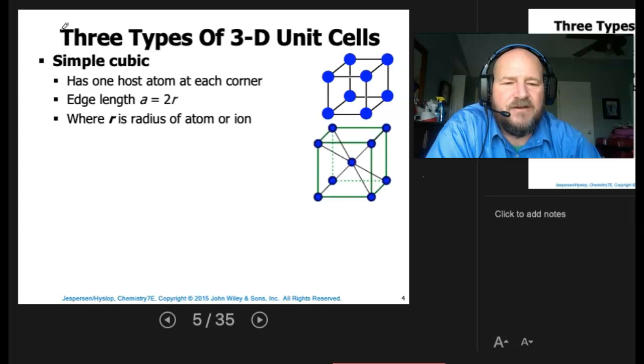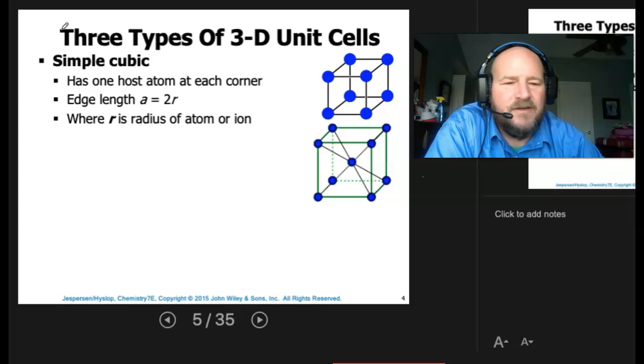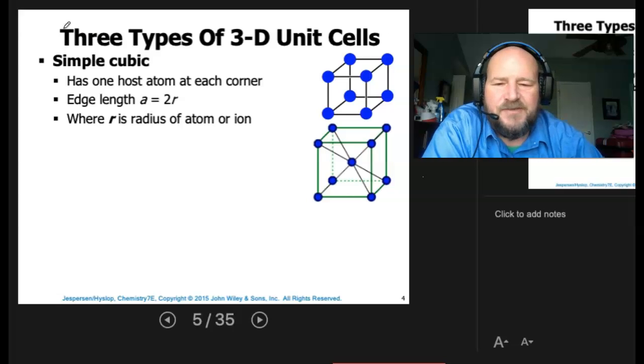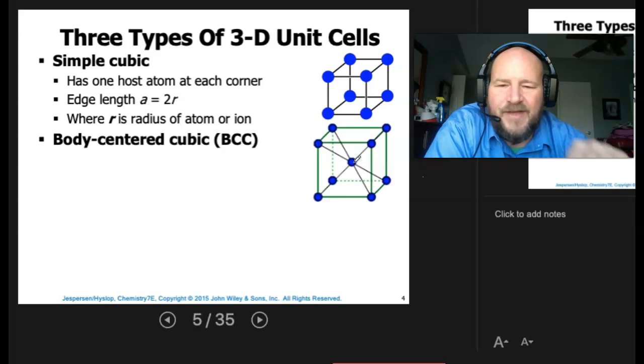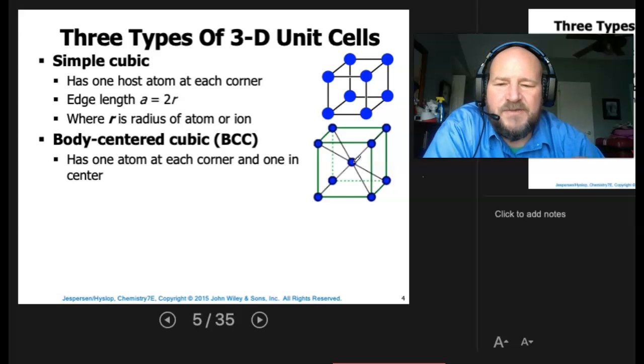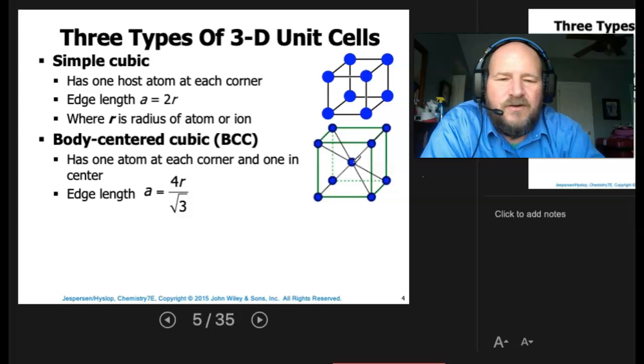Now, our second cubic structure would look like this. You can see we have an atom at each corner, but now we also have one in the center. We call that a body-centered cubic cell. It has 1 atom at each corner and 1 directly in the center. The edge length here is going to be a equal to 4r over the square root of 3.